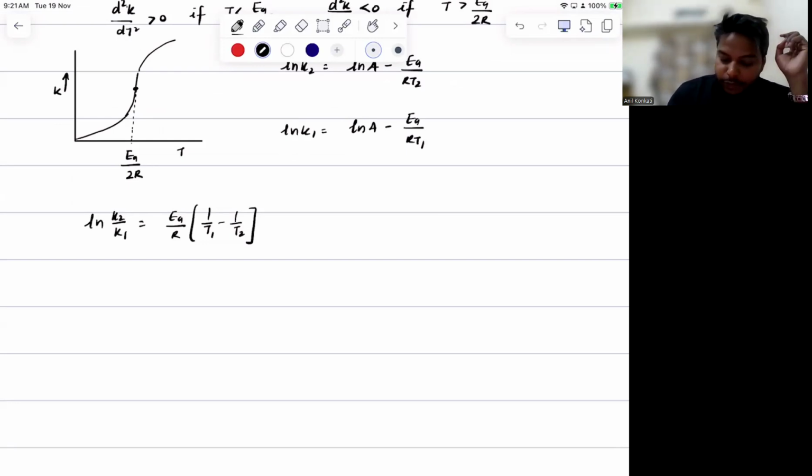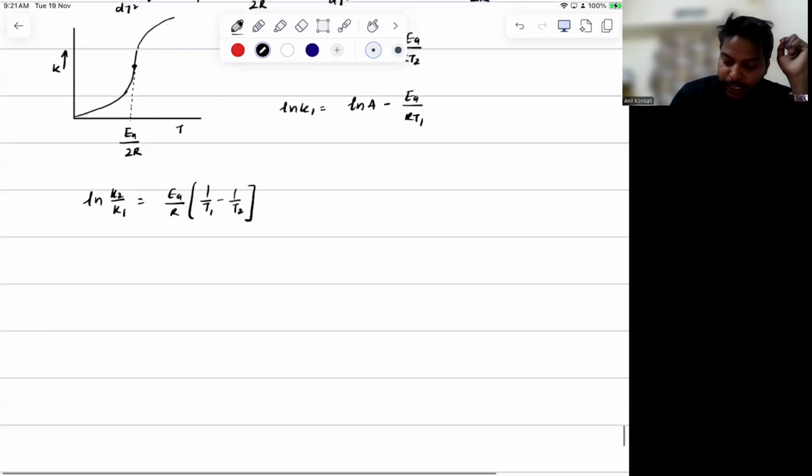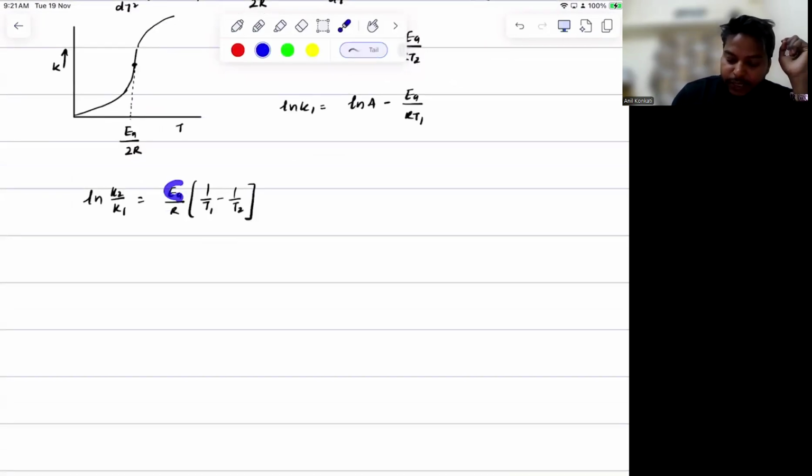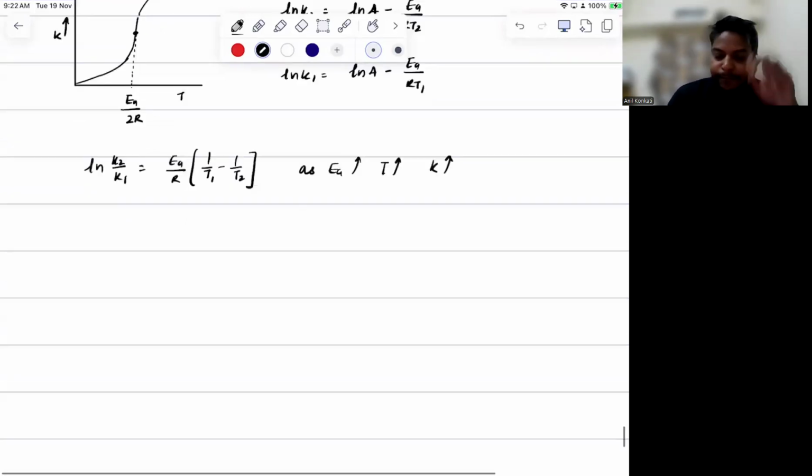Right. What are the conditions here? See, if EA increases, this value becomes more positive, which means K is increasing. And if temperature increases, this value becomes lesser. So again, K will increase. So therefore, as EA increases or temperature increases, K value will always rise. Okay. So this is something we need to understand.